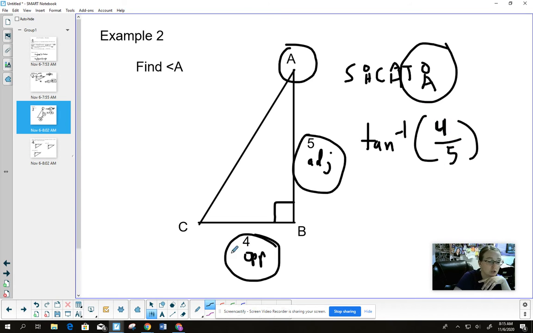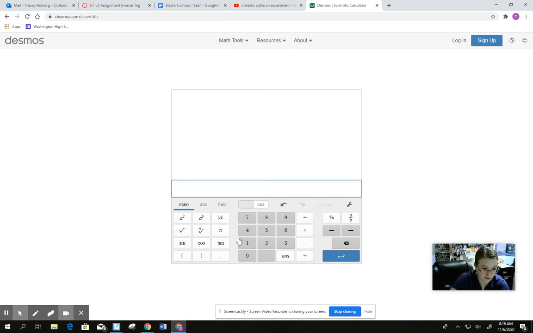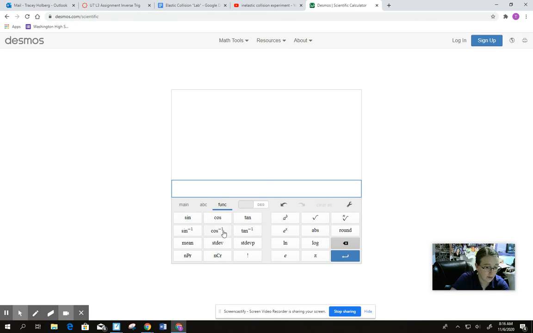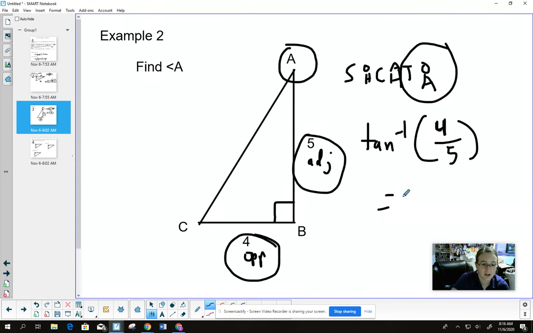Once again, you do not get to choose what goes on top or bottom. It has to be whatever the opposite is and whatever the adjacent is. 4 over 5, and there's my answer. I'm going to round that to 38.7.